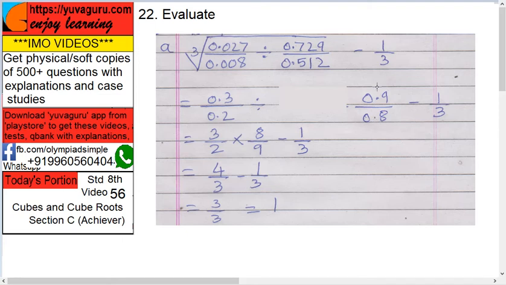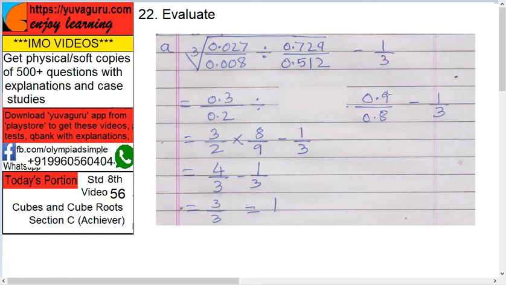Now division, convert it to multiplication and reverse the order. So 3 upon 2 into 8 upon 9. Why did I remove all the points? Because see here, after point 1 place, after point 1 place, so this can be removed. Shift the point by 1 in numerator and denominator, it becomes 3 upon 2.